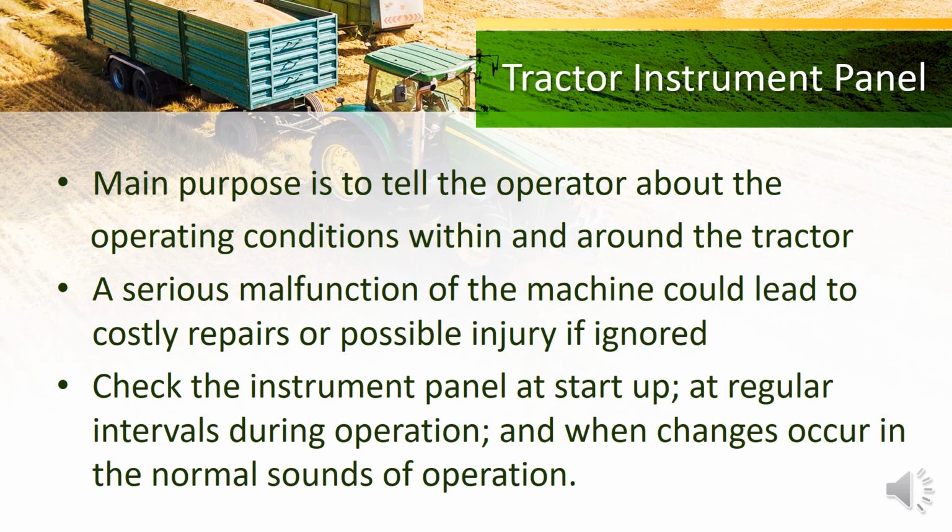Let's talk about the tractor instrument panel. So the main purpose of this is to tell the operator about the operating conditions around the tractor. A serious malfunction in the machine could lead to repair bills that cost a lot of money or injury to the operator. So you should always check the instrument panel when you start it up. You should always check it while it's operating, and if you hear a change in sound while you're operating it, or if an abnormal gauge reading starts up, you need to make sure you safely shut down that tractor in a safe place and seek help.